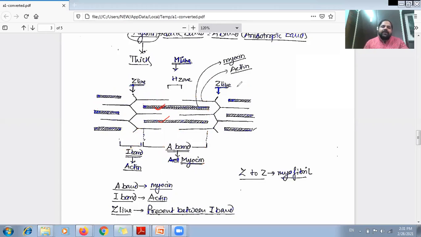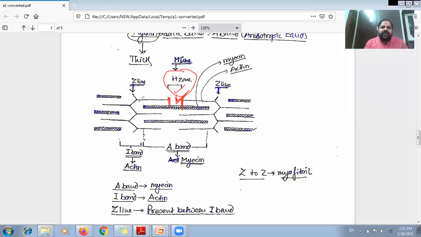Now you can see that there is H zone also. H zone is present here, where only myosin is present. You can see that here there is no actin. A band, as I told, wherever myosin is present, whether actin is present or not, all the region where myosin is present will be called A band, and all the regions where only actin is present is called I band.